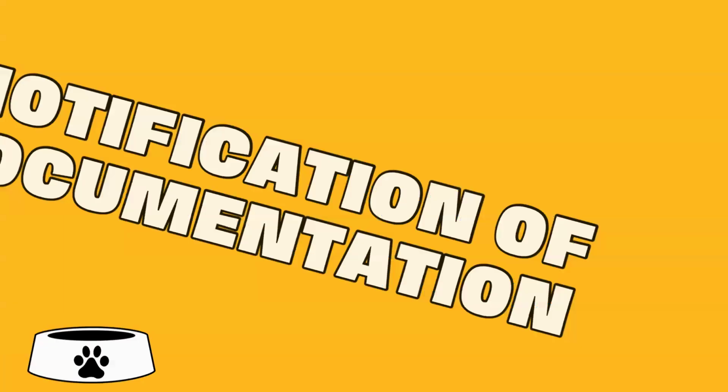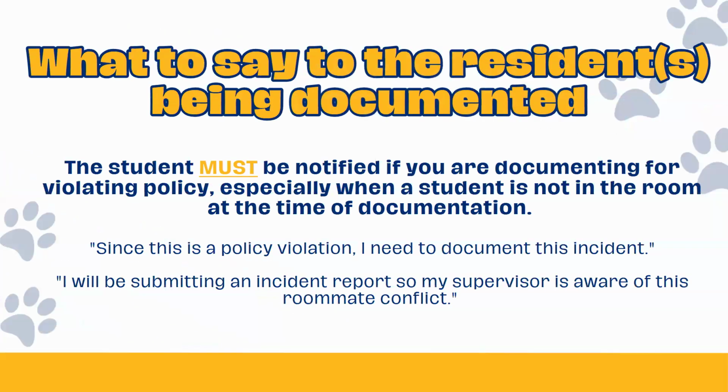As we talk about notifying residents during documentation, it's crucial to ensure they understand the implications of their actions. First and foremost, you need to clearly communicate, "Since this is a policy violation, I need to document this incident." This sets the tone for the seriousness of the situation. It's also important to mention, "I will be submitting an incident report so my supervisor is aware of this roommate conflict." This reinforces that the matter is being taken seriously and is part of a larger process.